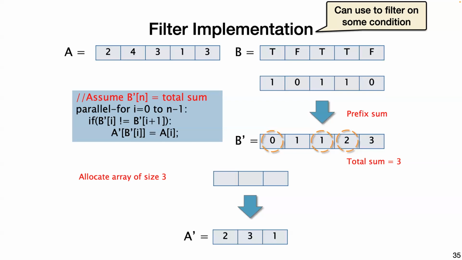Oh, yeah. Like you can easily copy A into an equally sized array and then zero out the ones you didn't want, but you want them all packed to the left.